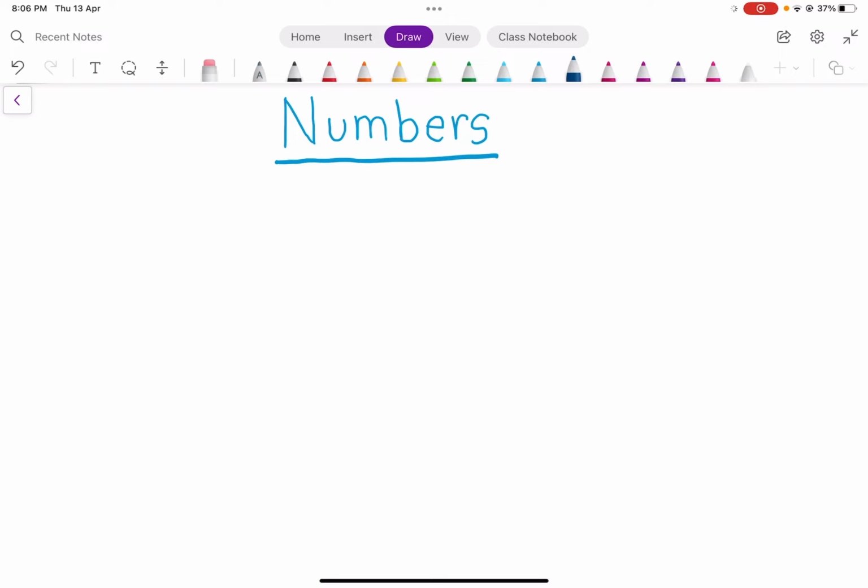Now, numbers may seem pretty basic, but they do have a lot of subparts and topics that we are going to be talking about today. So, before we dive into the topic of numbers, let's talk about a number line. To do that, I'm going to draw a number line right here.